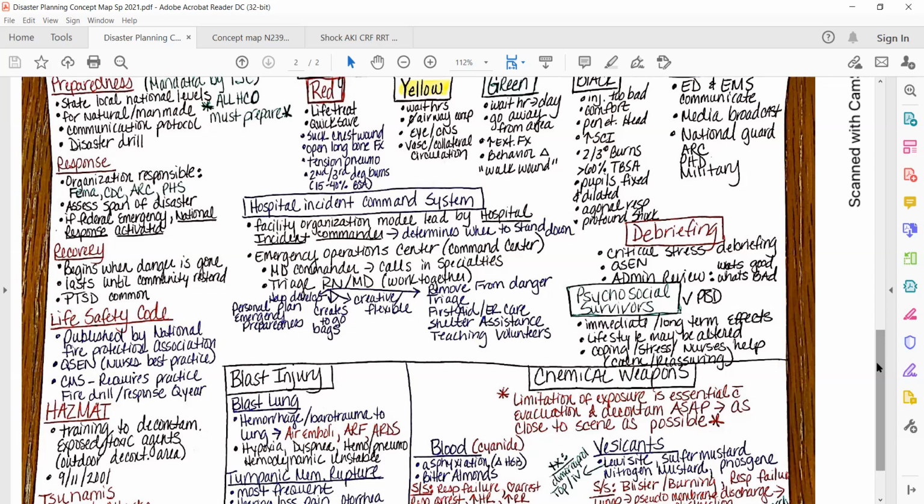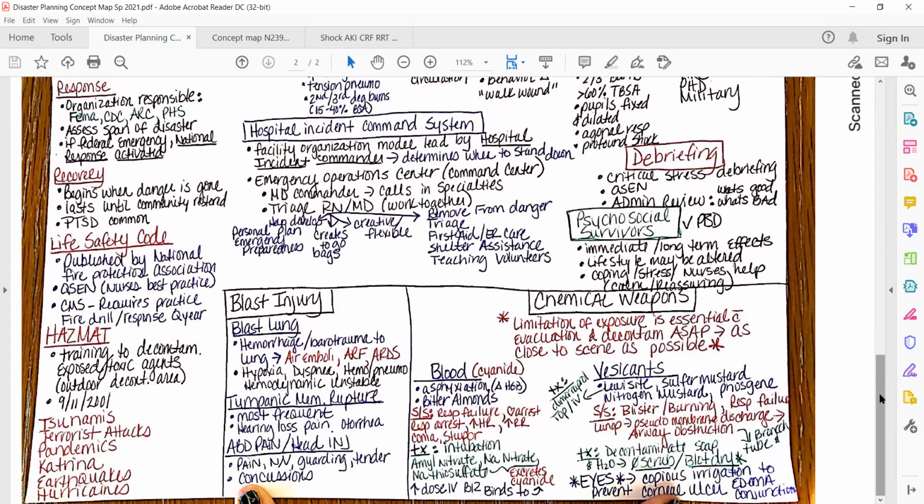There's a life safety code, which is published by the National Fire Protection Association. QSEN, we think about that as nurses. You guys see us put them in our PowerPoints: quality and safety education by nurses. And then fire drills, response, all that stuff is done yearly. Okay. And then hazmat. So like, how do we decontaminate?